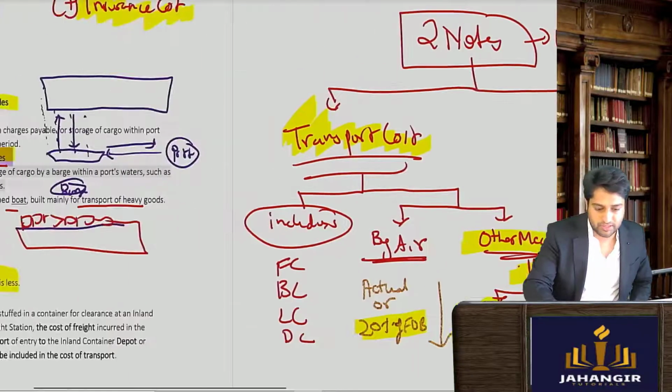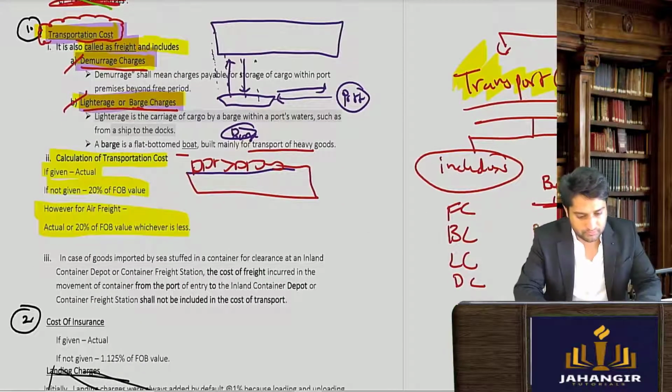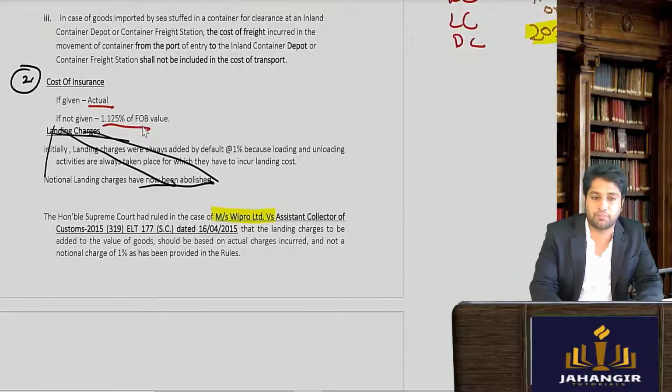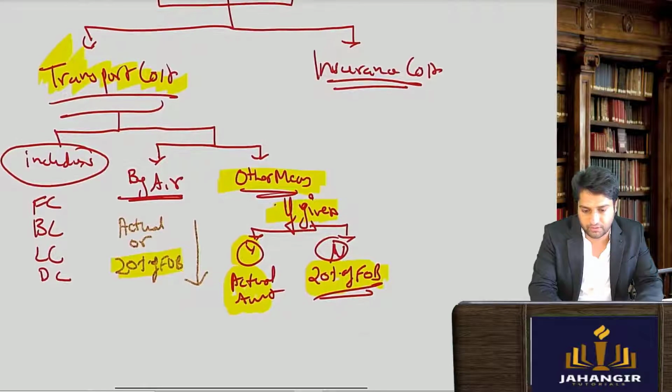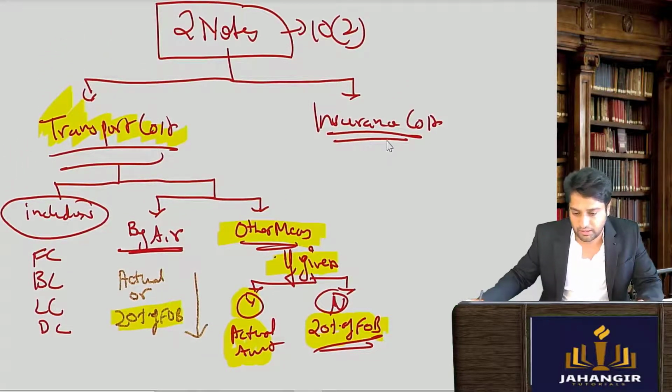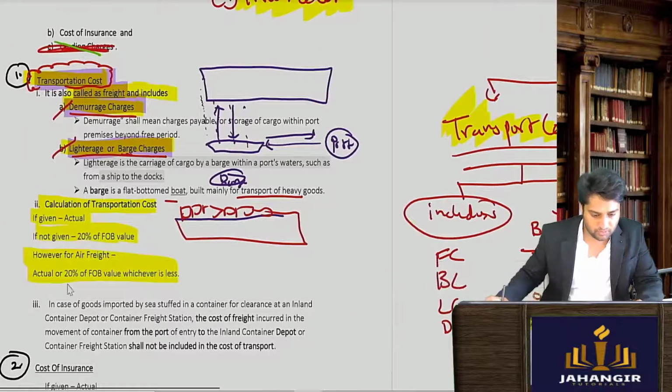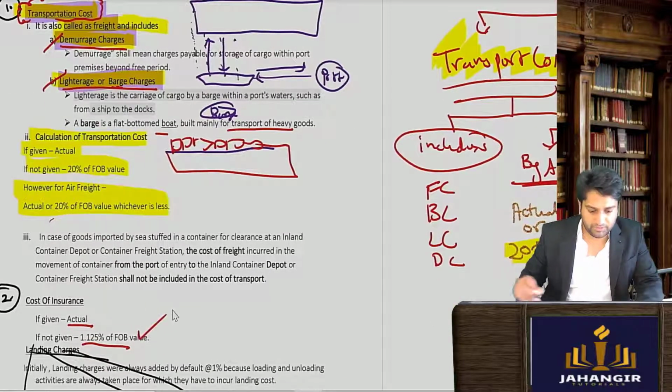In insurance also, what provision have they given? Cost of insurance, if given, you will take the actual; if it is not given, you will take 1.125% of the FOB value. So again, if insurance is given, say yes, then you will take the actual amount. But if they are silent about the insurance cost, then we will take 1.125% of FOB value. Up to here clear?